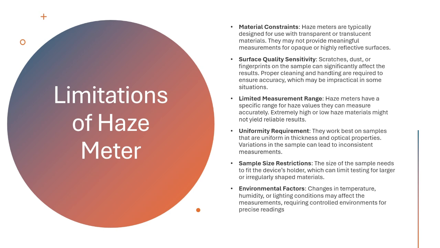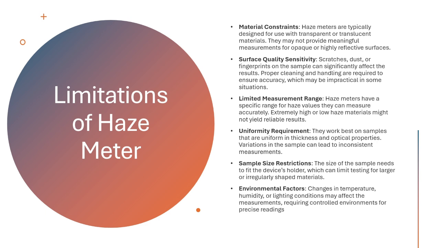So these are some limitations of the haze meter. First is the material constraint: haze meters are typically used only for transparent or translucent materials. They are completely useless against opaque or highly reflective surfaces. Surface quality sensitivity means that it is highly sensitive to scratches, dust, or fingerprints, which affect the results and output of the haze meter significantly.